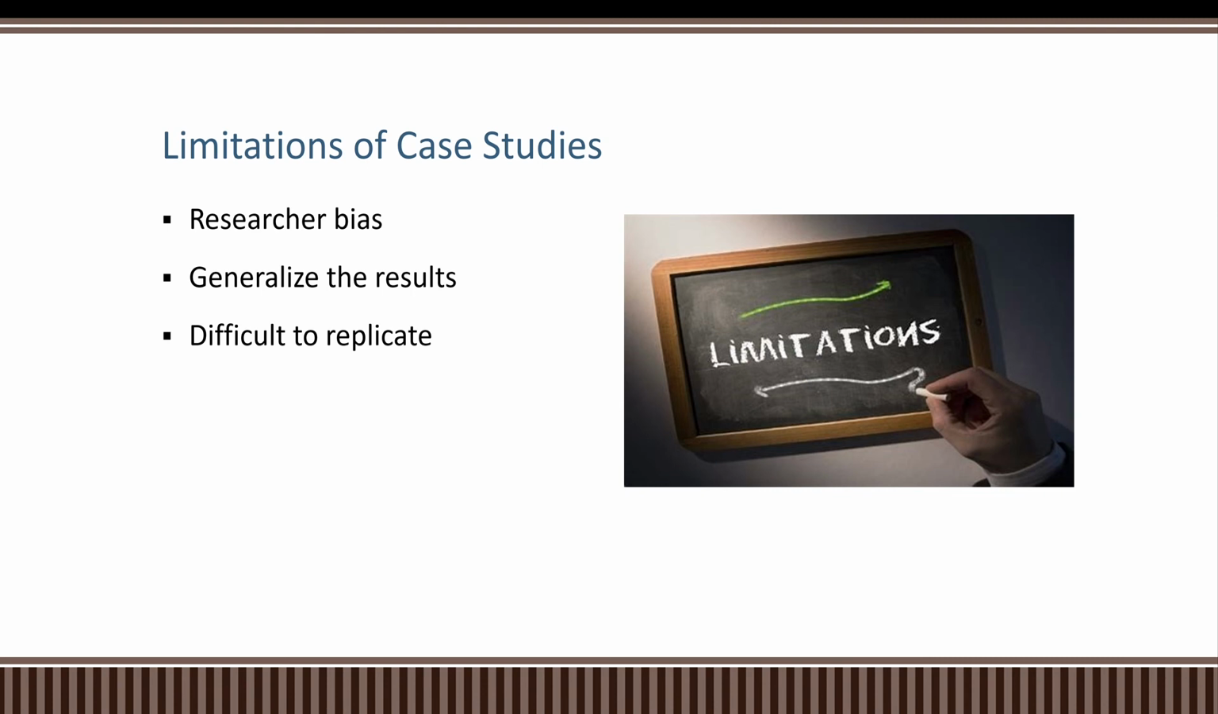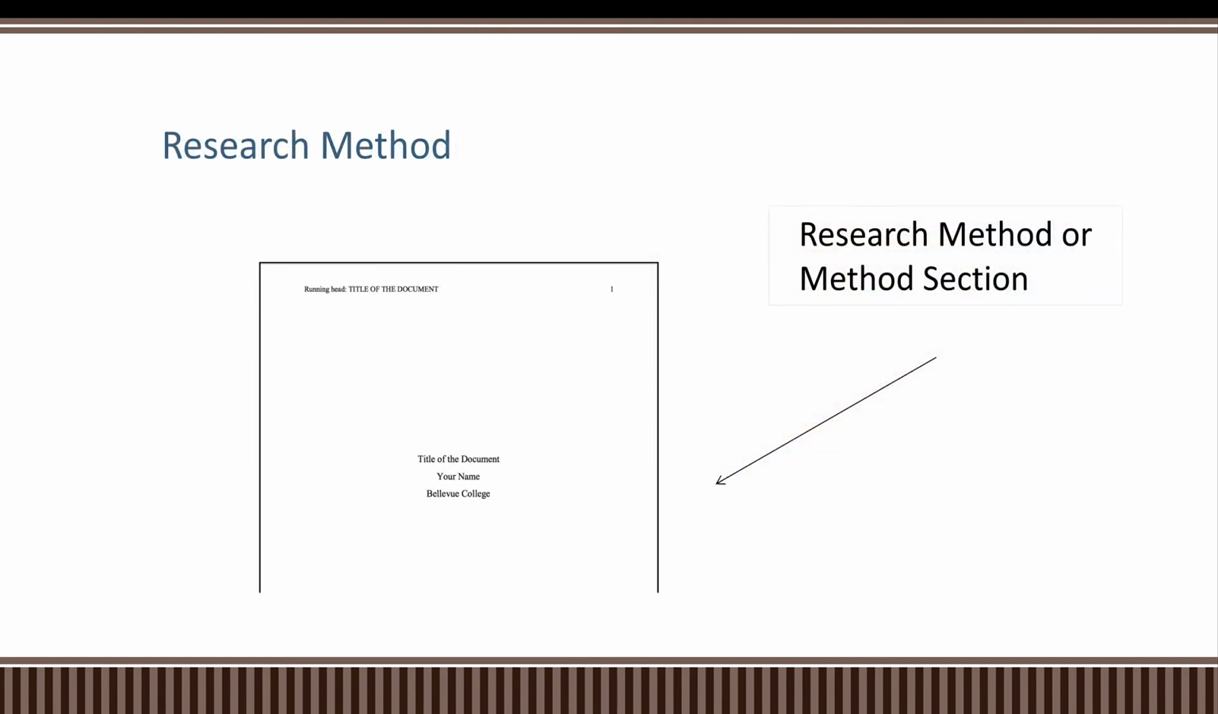For that same reason, it's challenging for other researchers to repeat case studies because the research is so entwined with the individual researcher. It's hard to generalize results to a wider population or confirm the results of the original study. The scenarios and the populations are hard to replicate. So you can address limitations right there in your research method section of your research paper. So you will have in your paper a research method or method section within your paper. And it can include these items that we've talked about.